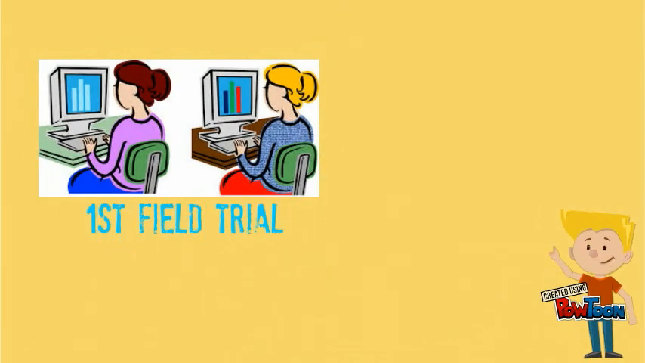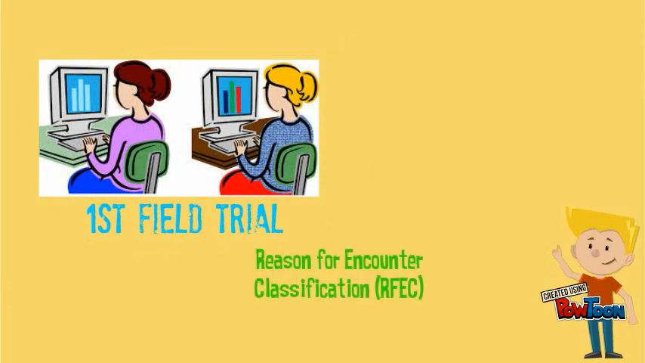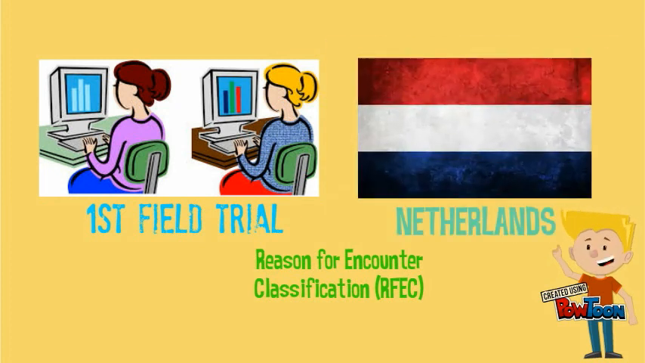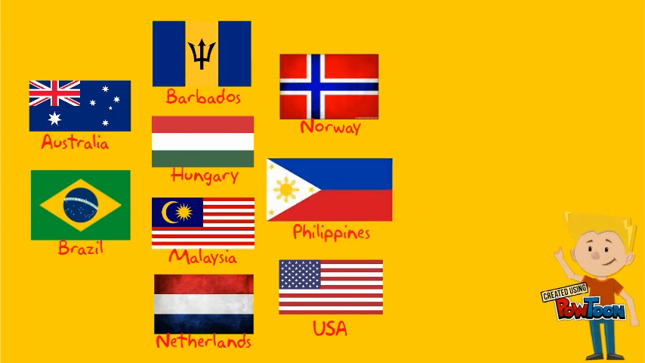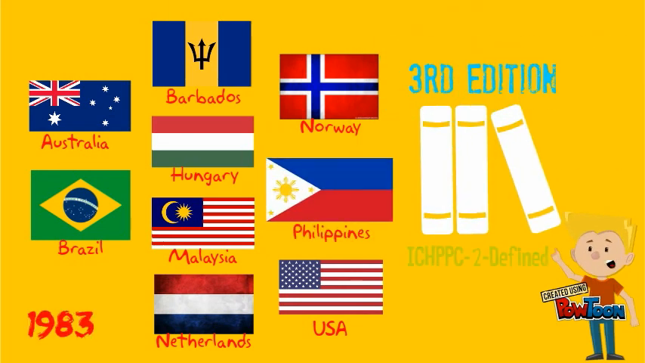The first field trial to test the completeness and reliability of the reason for encounter classification was a pilot study carried out in the Netherlands. The results obtained from the pilot study prompted further feasibility testing carried out in 9 countries, including the Philippines, in 1983. It is also the time where the third edition of ICHPPC was published, commonly known as ICHPPC-2 Defined.